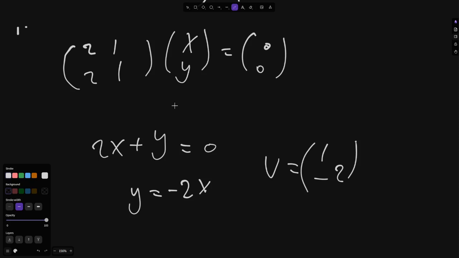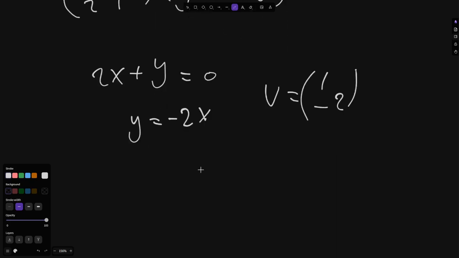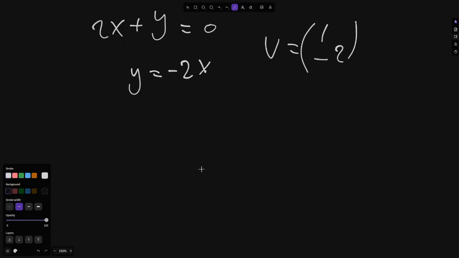So now v is equal to 1 and negative 2. So the vector now is 1 and negative 2 on a grid. Why do we even care about what we have just talked about?